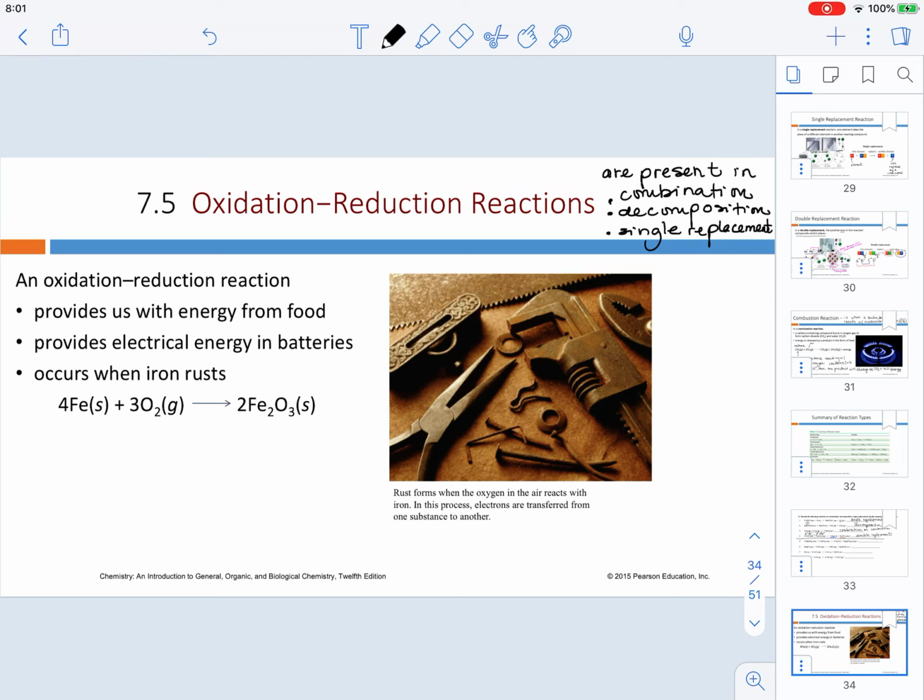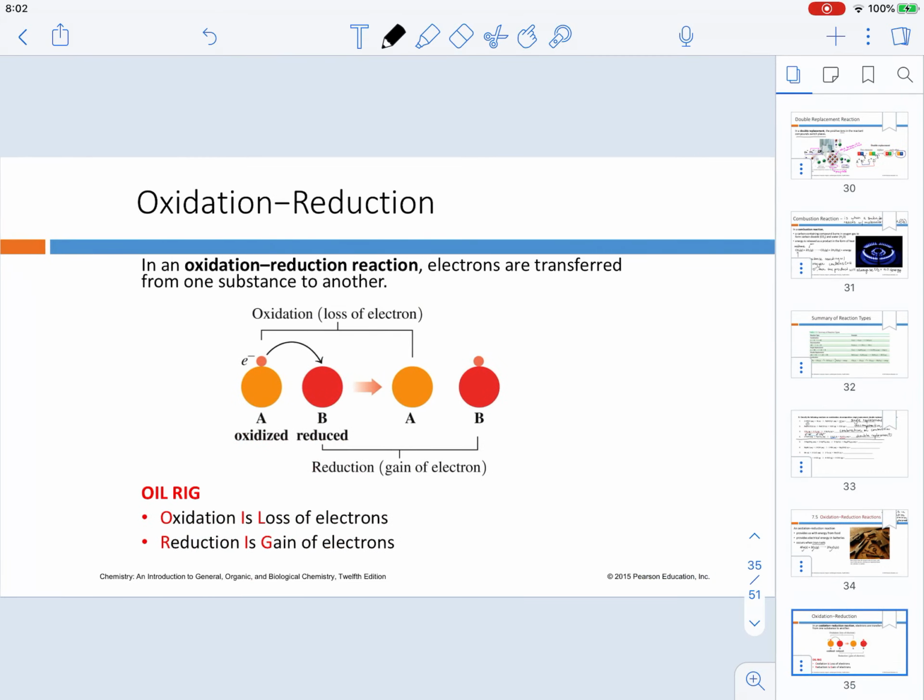These reactions are very important because they provide us with energy from food. They even provide the electrical energy in batteries. To illustrate an oxidation reduction reaction, you can see here iron rusting. When we have the combination reaction of iron reacting with molecular oxygen, making iron 3 oxide, that's an example of an oxidation reduction reaction. Let's look at them more closely.